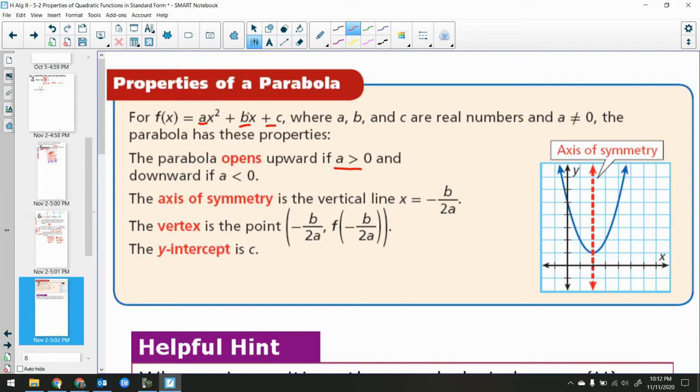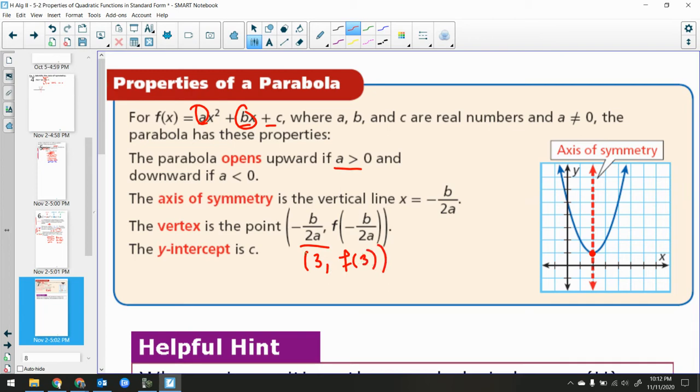That means this is b and this is a, so it's negative b over 2a. Now, the vertex: the x value of the vertex matches the x value of the axis of symmetry, that's negative b over 2a. How do I figure out what the y value, the up and down value, is? Well, just plug it in. Like if this is 3 or something, you find f of 3.